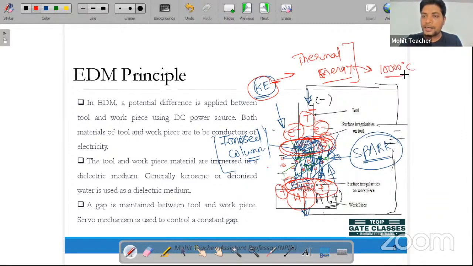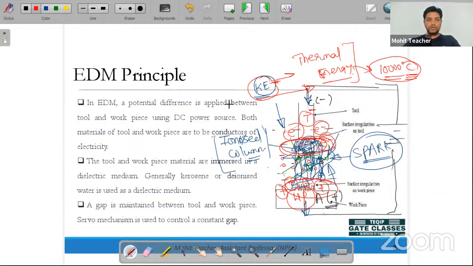of 10,000 degree centigrade. So what happens here is that when 10,000 degrees is suddenly generated, the material does not melt, it vaporizes. Okay, so please keep in mind that evaporation is very, very important. The material is removed in ECM by ion displacement, but here the material is removed from the workpiece area due to evaporation. When this temperature becomes 10,000 and this kinetic energy is suddenly converted into thermal energy, the material evaporates.